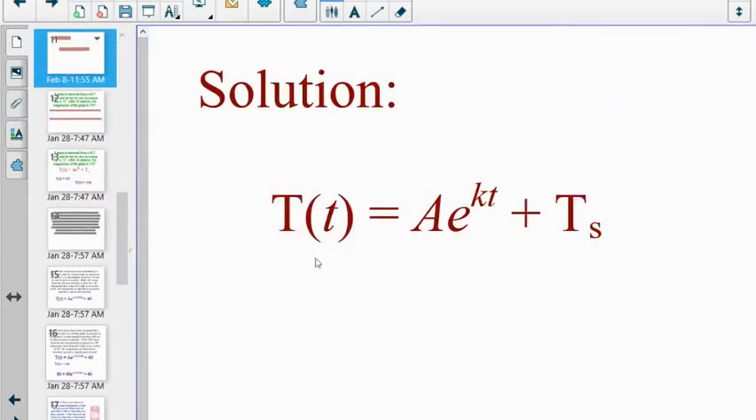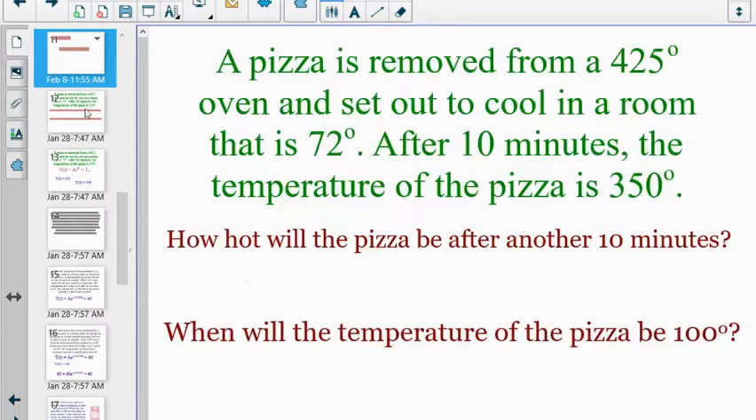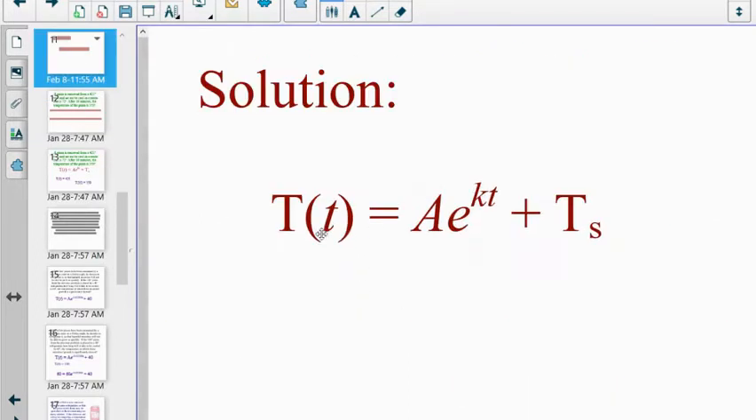Right now, my general equation looks like this. If I knew the values of A, k, and T sub S, it's easy. What's the temperature after 10 minutes? Plug in 10. When will the temperature be 100 degrees? Set it equal to 100 and solve. The problem is coming up with these constants. It's going to be a little bit more difficult. Not bad, actually. Honestly, we're done with the calculus. The rest of this is going to be a bunch of algebra.